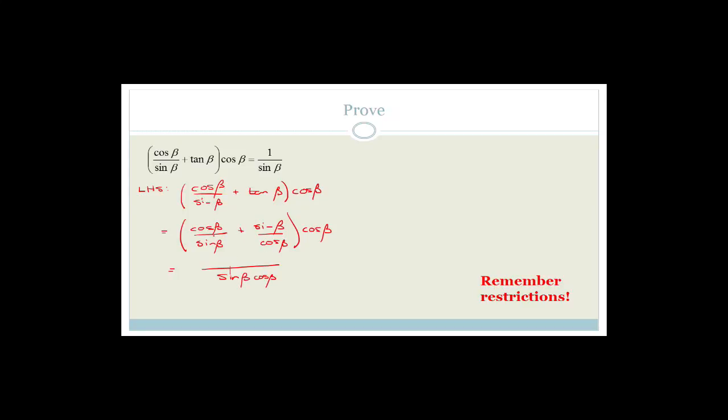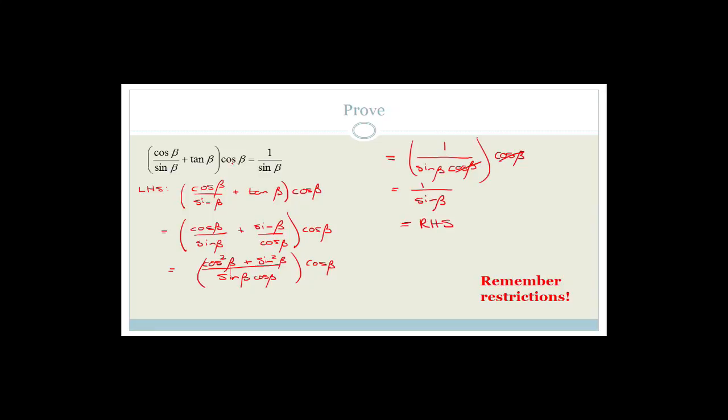Do you agree? So then sine beta goes into sine beta, leaves me with cos beta. Cos beta times cos beta is cos squared beta, plus cos beta goes into this, multiplied by sine beta. Sine beta multiplied by sine beta is sine squared beta, all multiplied by cos beta. It's starting to look very, very good. Cos squared beta plus sine squared beta is 1, over sine beta cos beta, all multiplied by cos beta. Cancel, and you're left with 1 over sine beta, which equals the right-hand side.